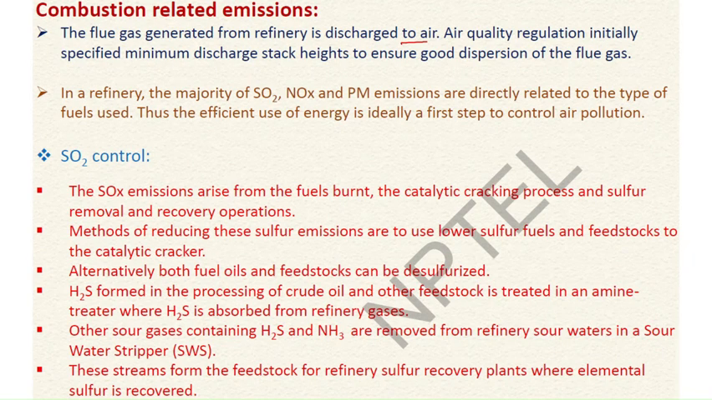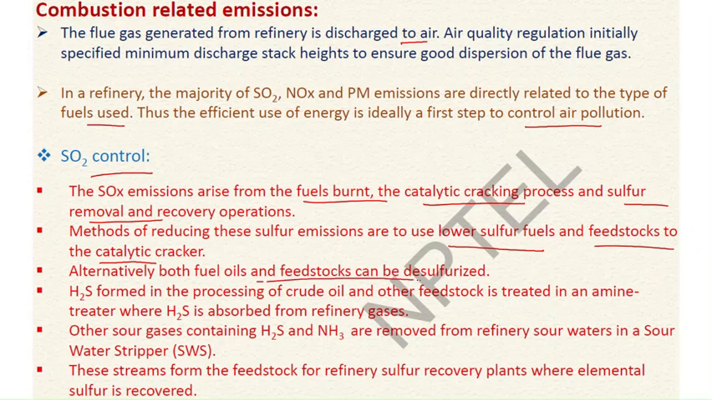In a refinery, the majority of SOx, NOx, and particulate matter emissions are directly related to the type of fuels used. Thus, the efficient use of energy is ideally a first step to control air pollution. Coming on to the SOx control, SOx emission arises from the fuels burned, catalytic cracking processes, then sulfur removal, and recovery operations. Methods of reducing these sulfur emissions are to use lower sulfur fuels and feedstock to the catalytic cracker. Alternatively, both fuel oils and feedstocks can be desulfurized by hydrotreating, as we have studied.